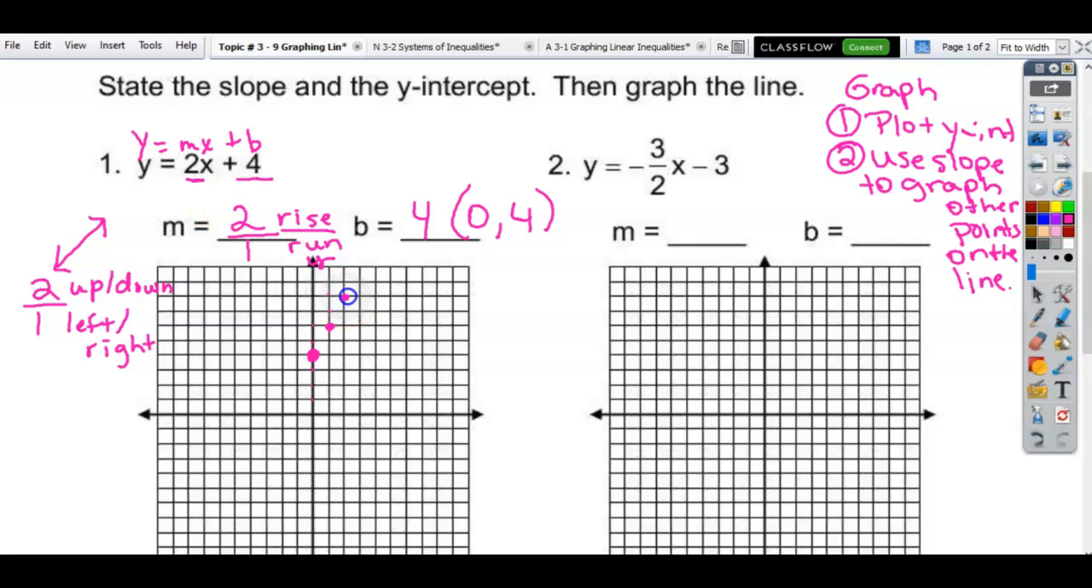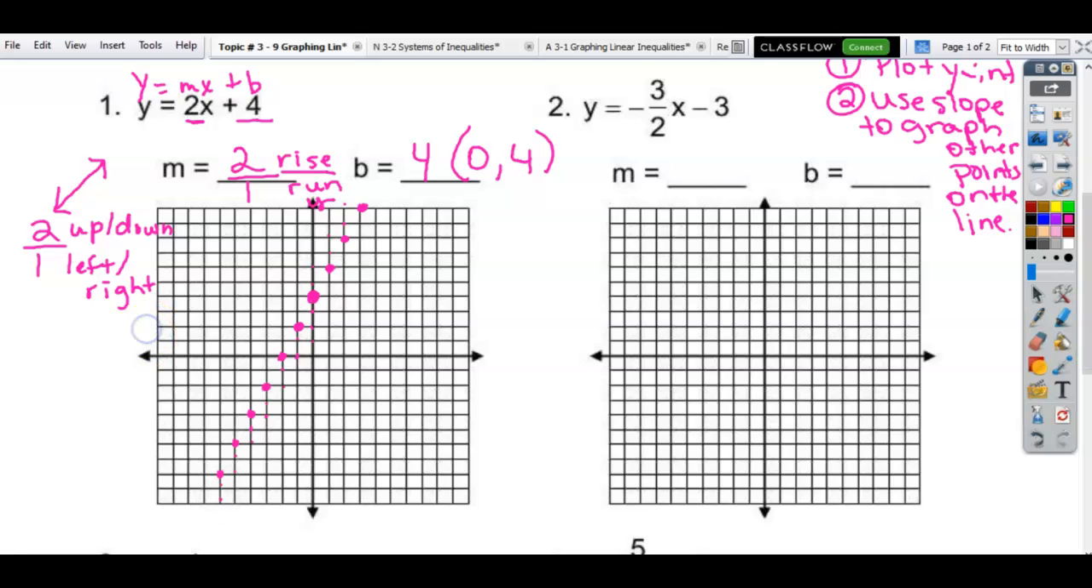Up 2, 1 to the right. Keep on going all the way across the graph. Now I can also go down 2 and 1 to the left. Down 2, 1 to the left. Keep on going all the way through the coordinate plane. You need to connect the dots because we are graphing a line. So connect the dots and put your arrows, because we all know that arrows mean something different for the domain and range. Okay, so we've got that line graphed.